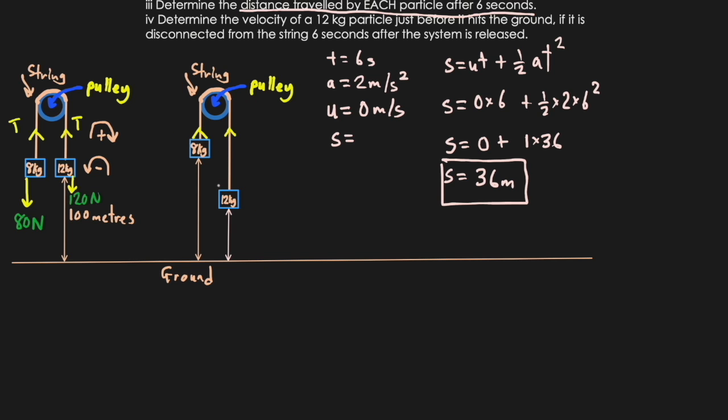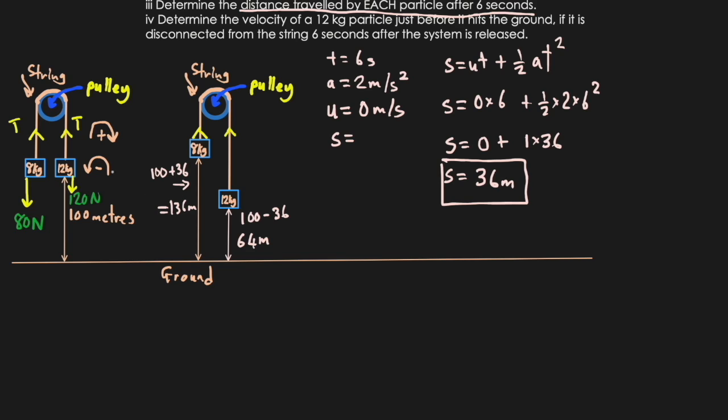So as you can see here, we were initially 100 meters from the ground. What happens here is that we move 36 meters down for the 12 kilogram one. So then if we were 100 meters high and we went down 36, that means the new height is 64 meters. Now for the 8 kilogram one, we were initially 100 meters high, but now we add 36 because we went higher. So our new height for this one is 136 meters.